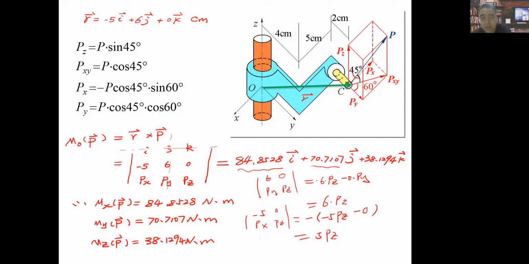The third one, you just need to clear this row and this column. So we have another sub-determinant calculation problem, with Px and Py. This time only use cross product and minus this one to this one. So we have -5 times Py minus 6 Px. So that's how we finish this problem.